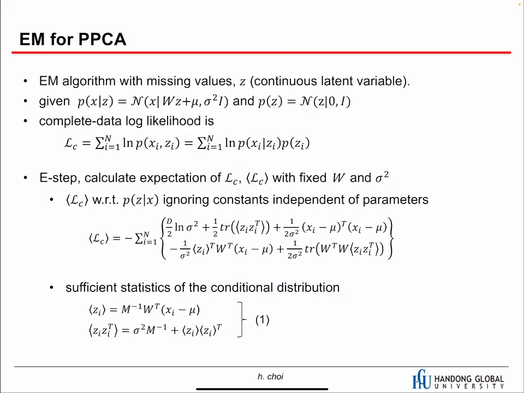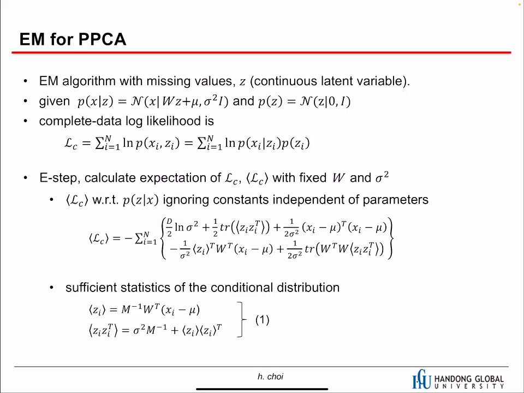But we can also estimate W and sigma square based on the EM algorithm. And why do we need the EM algorithm? Because we can use maximum likelihood estimate to estimate all these parameters. So there are a couple of benefits, and we'll see that at the end of this algorithm.